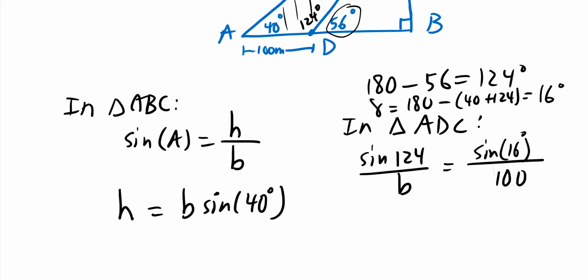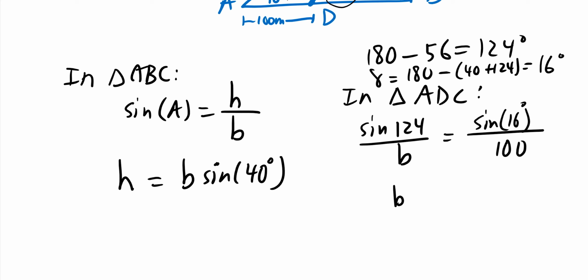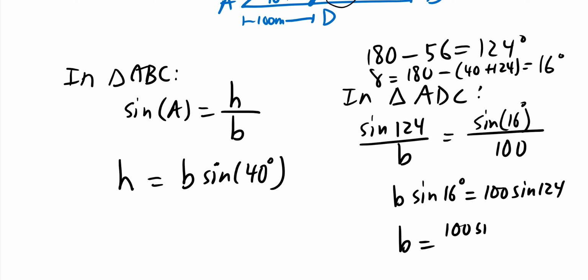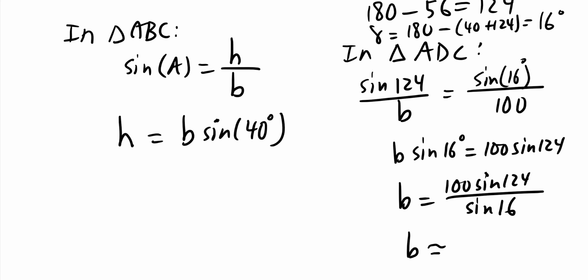And now we're going to solve. So B times sine 16 degrees equals 100 sine 124. So B equals 100 times sine 124 divided by sine 16 degrees. And B in this case is about 300.77. Don't forget the unit, which is meters.